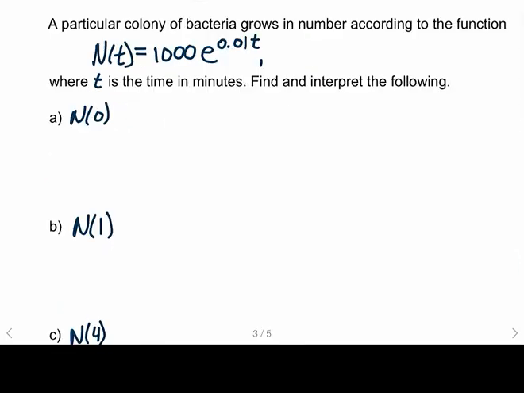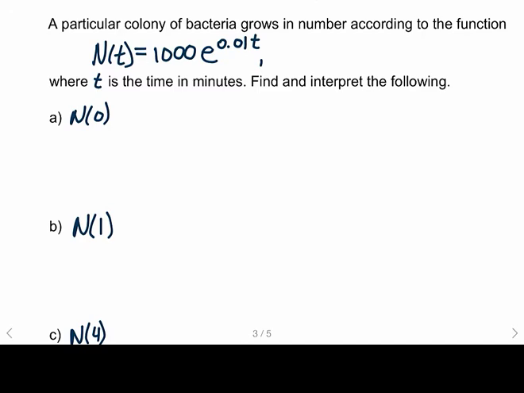Now we've got another example. A particular colony of bacteria grows in number according to the function N(t) = 1000e^(0.01t), where t is the time in minutes. And we're to find and interpret some function values. Here's what I want you to notice. This has the same structure as A = Pe^(rt). Okay, this has just got different symbols, but it's really the same function. This is what I mean when I say it's used in different contexts.